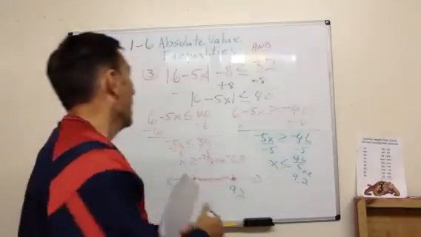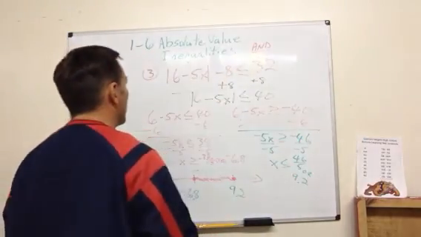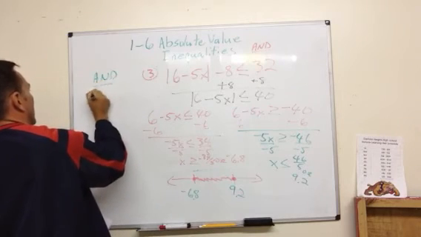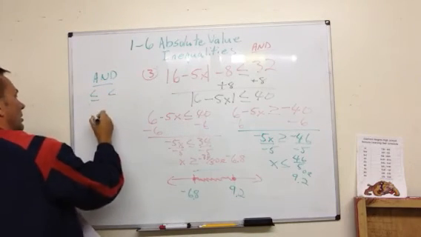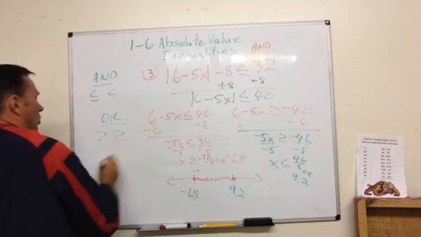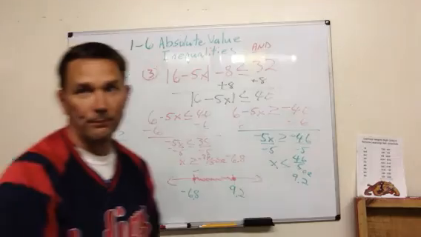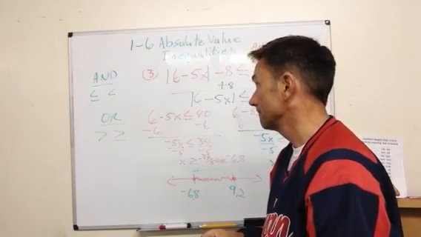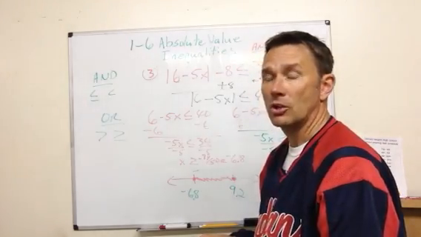Summary. Less than and less than or equal to signs are AND problems. OR problems are greater than or greater than or equal to. So you can identify and kind of anticipate what your graph, what your answers will look like. Good luck on your assignment.